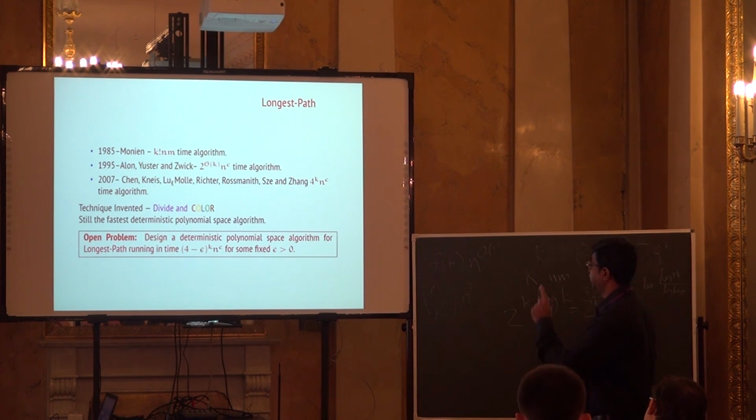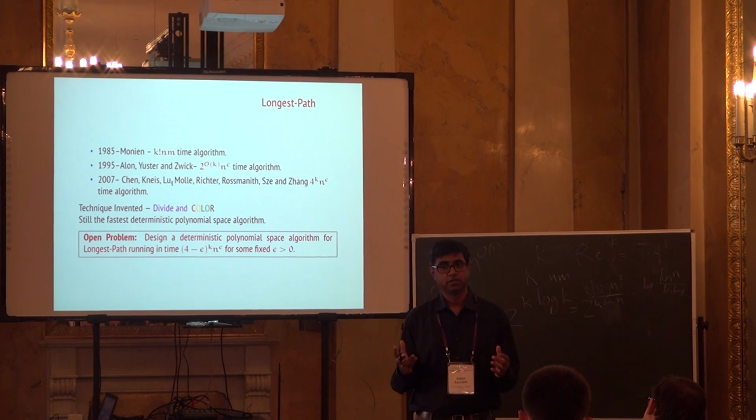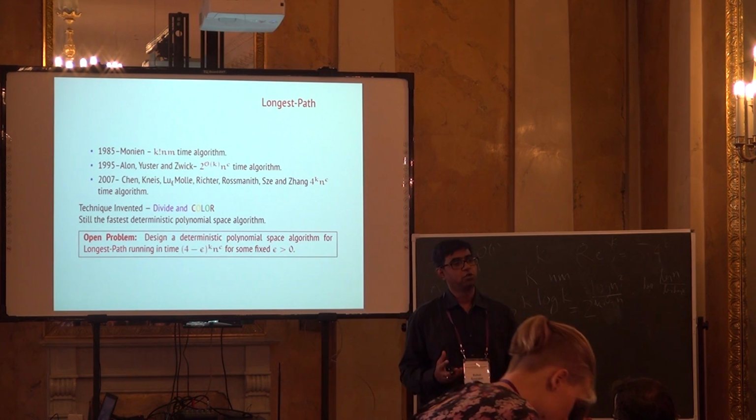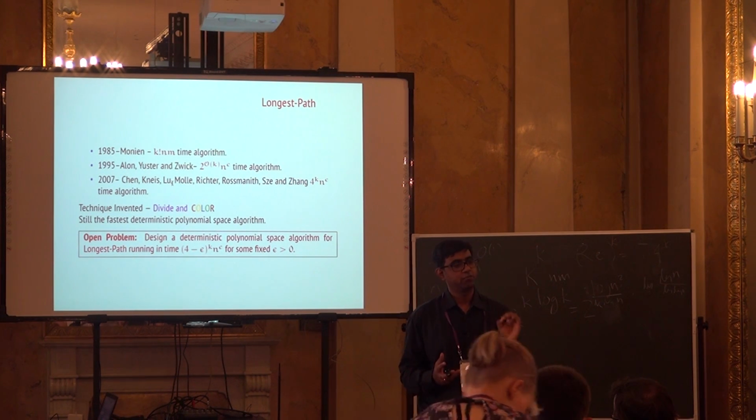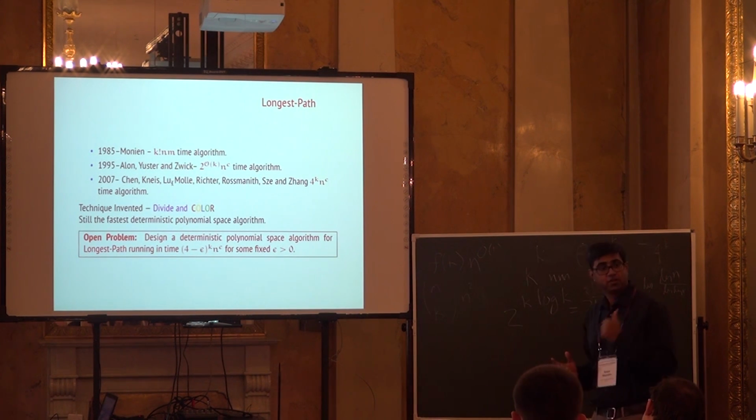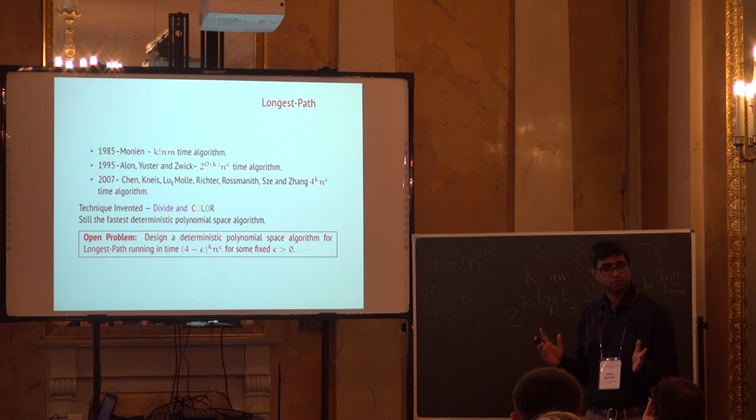The good thing about this algorithm is that it runs in polynomial space. So the amount of space it uses is polynomial in the input size. And it is deterministic. But we do not know any algorithm, even a 3.99 to the power k algorithm, which is deterministic and runs in polynomial space. So this is my first open problem to you.